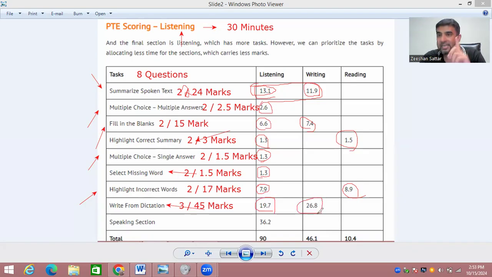So listening is not only important in one way. Listening is important in 2 ways. First, the total marks of listening are 90, but the 8 questions which belong to listening only provide 54 marks out of 90 to the listening exam. So there are total 54 marks out of 90 from all these 8 questions.